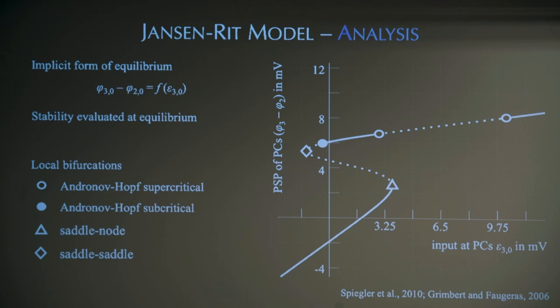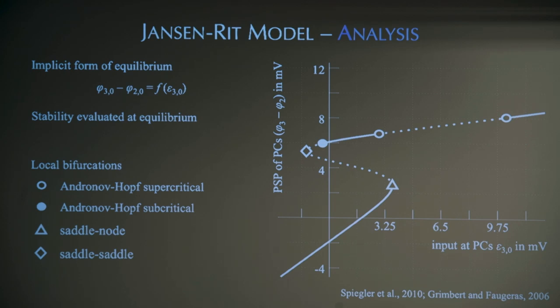We see Hopf bifurcations over here. That's supercritical, so here we should see a limit cycle somewhere; oscillations should appear. Here it's subcritical, so a separatrix should appear. And then in the folding of the equilibrium curve we also have bifurcation points: saddle nodes and a special one that I would like to skip.